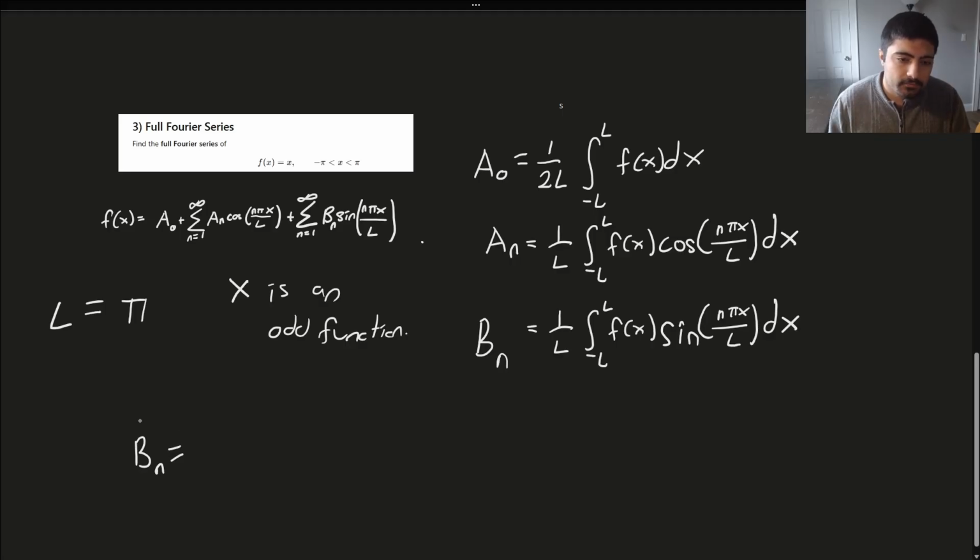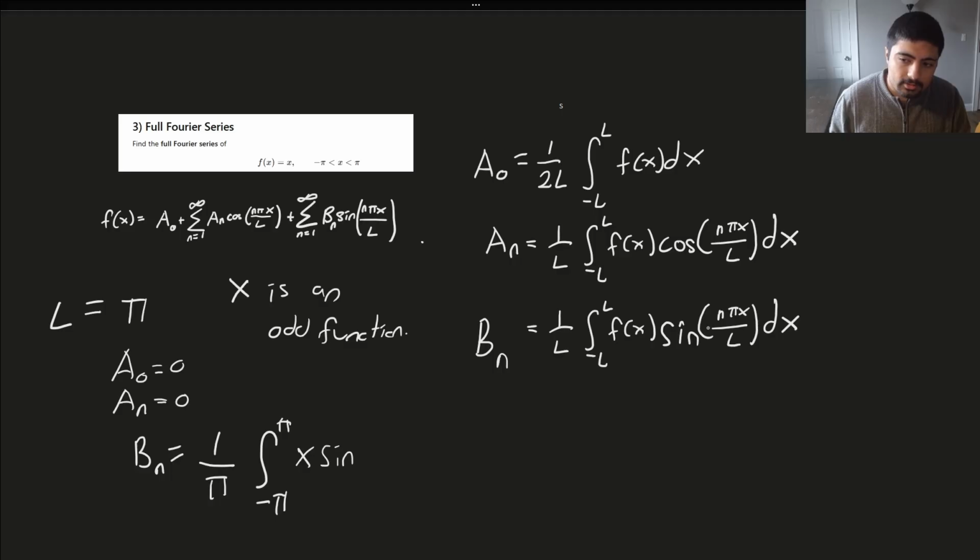Okay, let's try to solve for b sub n and plug it into our Fourier series. So I just want to say a sub 0 is equal to 0 and a sub n equals 0 as well. So 1 over pi of the integral from negative pi to pi of x sine, and look at the domain, we will be dividing by pi, so these pi's will cancel each other out, so we will have sine of nx dx.